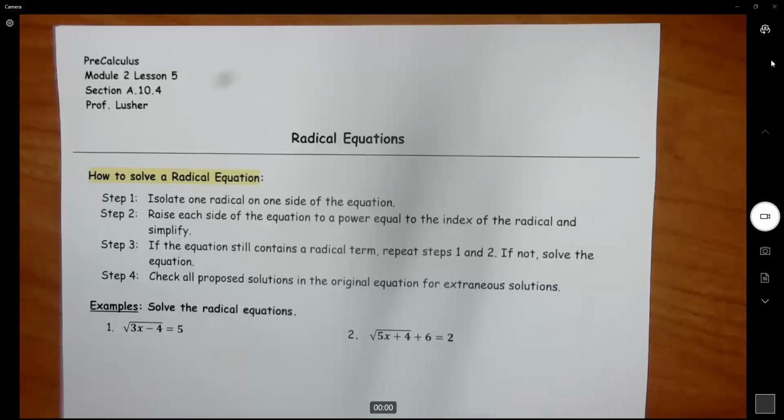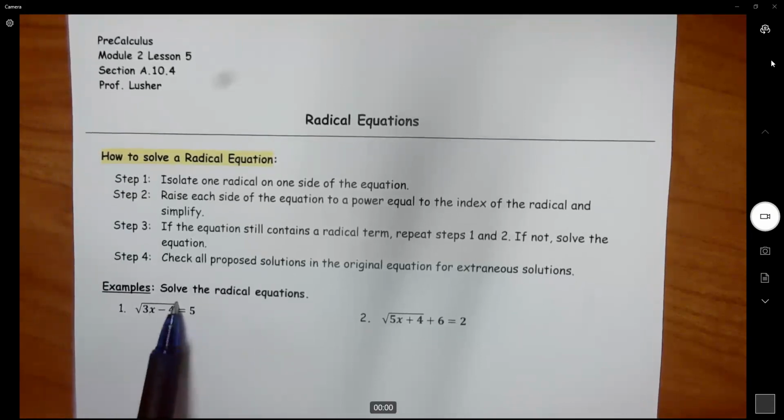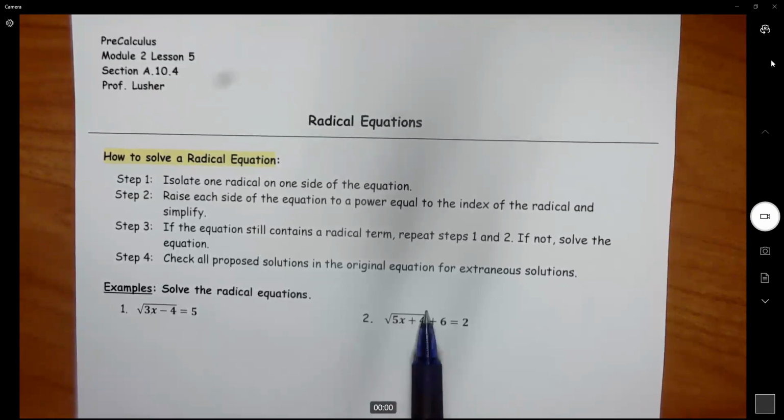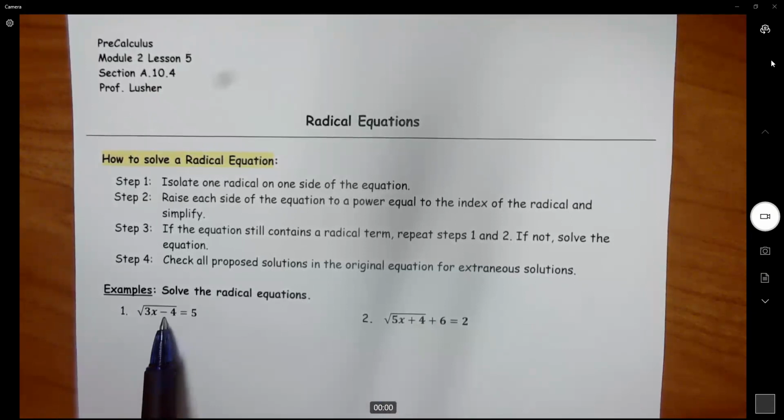Hi, in this video, we're going to learn how to solve radical equations. You have 4 steps to solve radical equations. Step 1 is to isolate one radical on one side of the equation. For example, this radical is isolated because it's by itself. This radical is not isolated because it's got a +6 with it. So you want to make sure you isolate it.